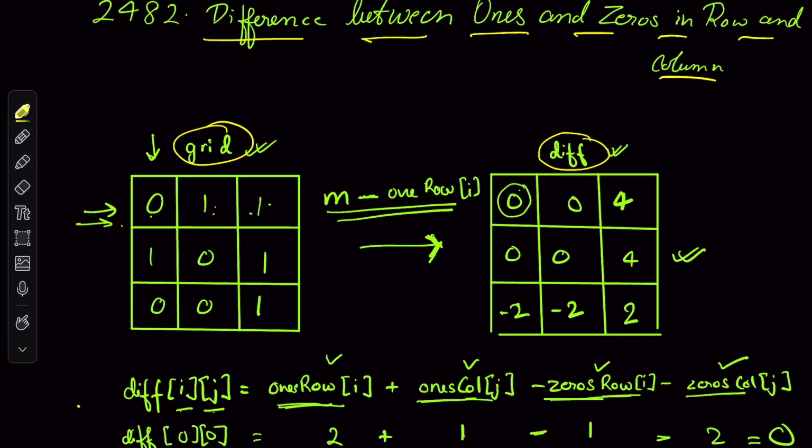So let's check for 0 comma 0. The number of ones in row i is 2, so 2. Number of ones in column j is 1, so 1. Number of zeros in row i is 1, and number of zeros in column j is 2. So if you calculate this, it comes out to be 0.